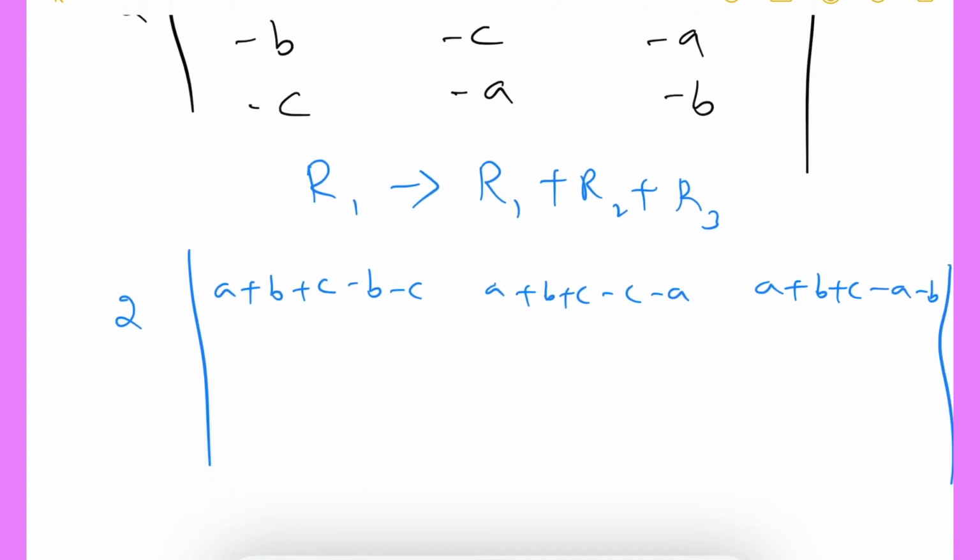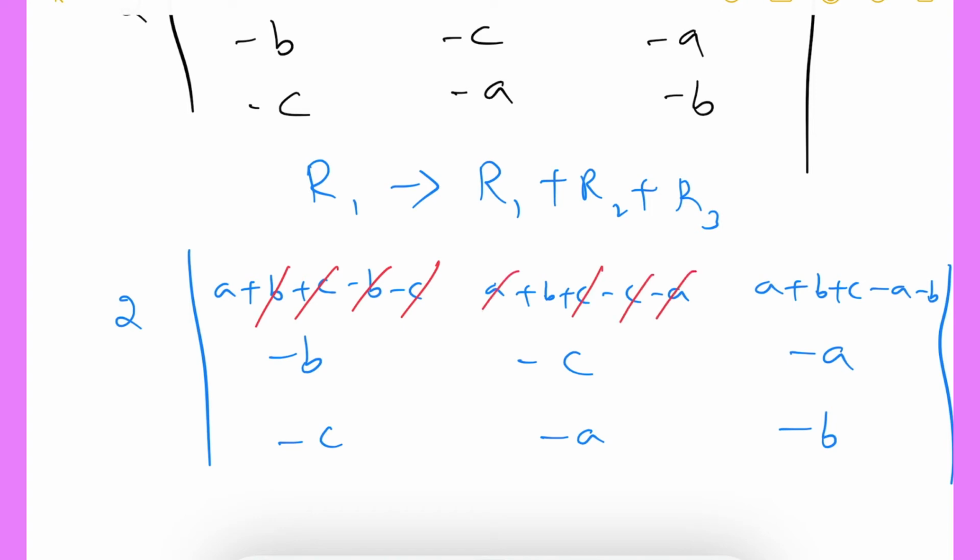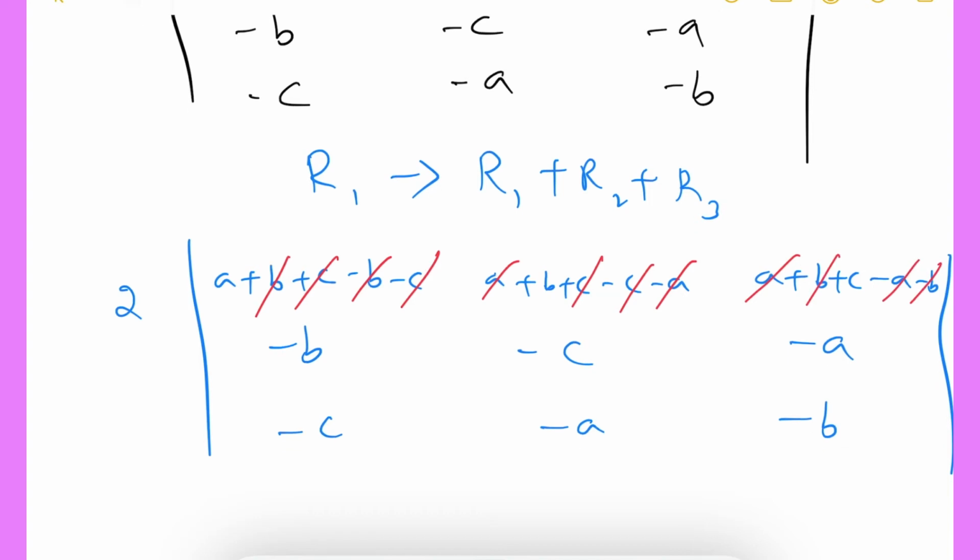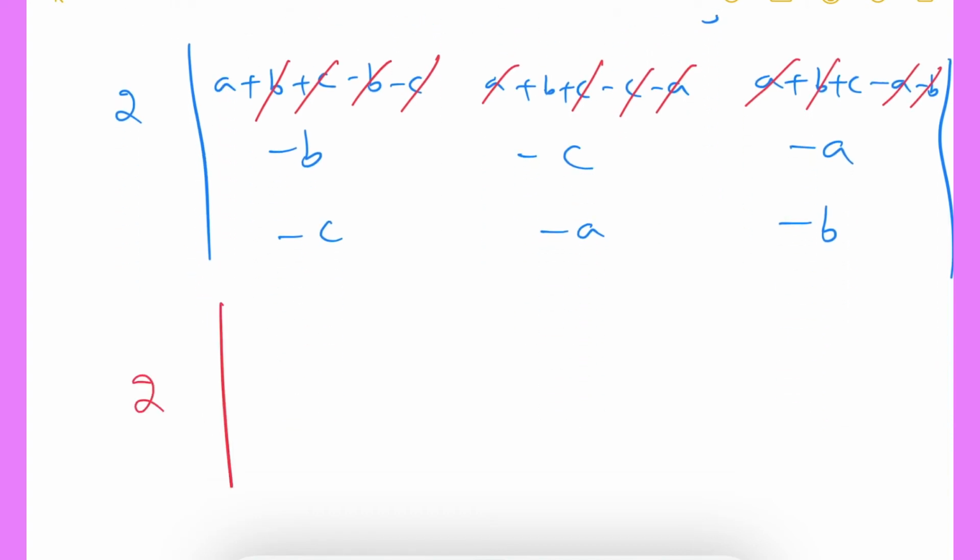Then second row, third row I'll write as it is. Minus B minus C, minus A minus C, minus A minus B. So now if you do the simplification or cancellation, plus B minus B cancel, plus C minus C cancel, plus C minus C, plus A minus A, plus A minus A, plus B minus B. Then what else is remaining? 2 times A, B, C, minus B minus C minus A, minus C minus A minus B.